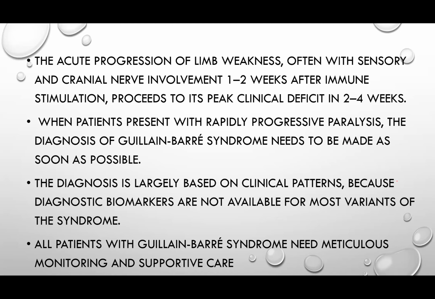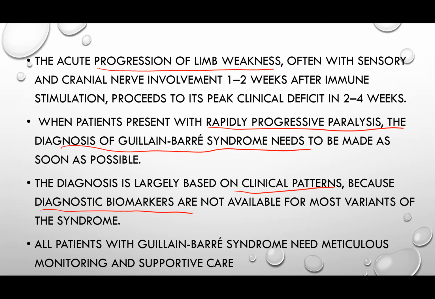The point here is, supposing there is a stroke, you can take an MRI or a CT and diagnose. Supposing there is typhoid, you can do a test and find out. Here there is no marker. Diagnosis is basically clinical. That is one thing. And progressive paralysis is one important thing. If there is a rapidly progressive paralysis in a patient, we must consider the diagnosis of Guillain-Barré.